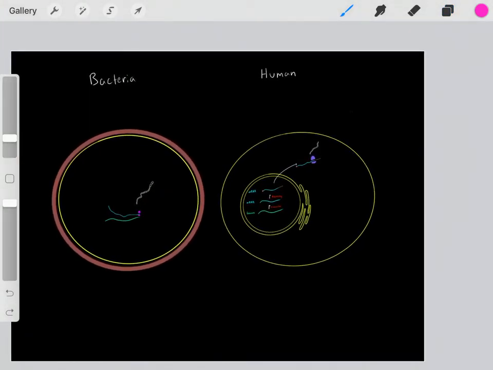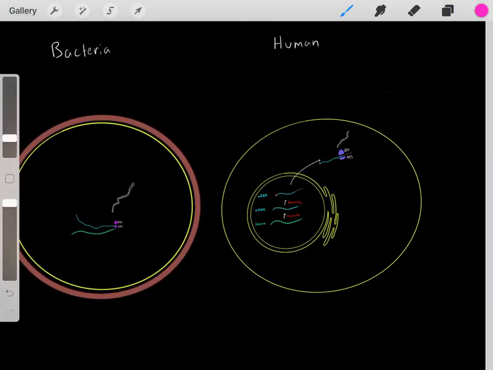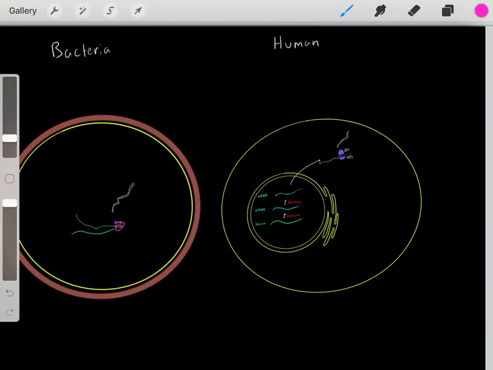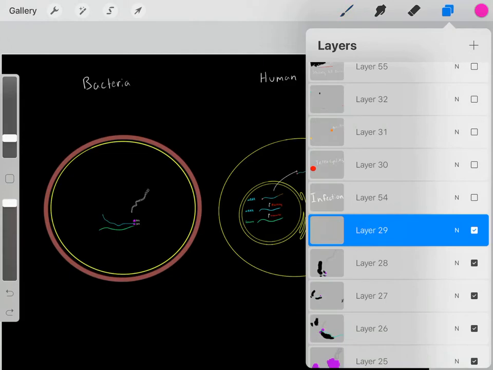So notice the differences. And something else that's important to realize that's different: humans use a certain type of ribosomes while bacteria use a different type of ribosomes. Humans have 40S and 60S subunits while bacteria have 50S and 30S subunits. So human cells and bacterial cells use different types of ribosomes.